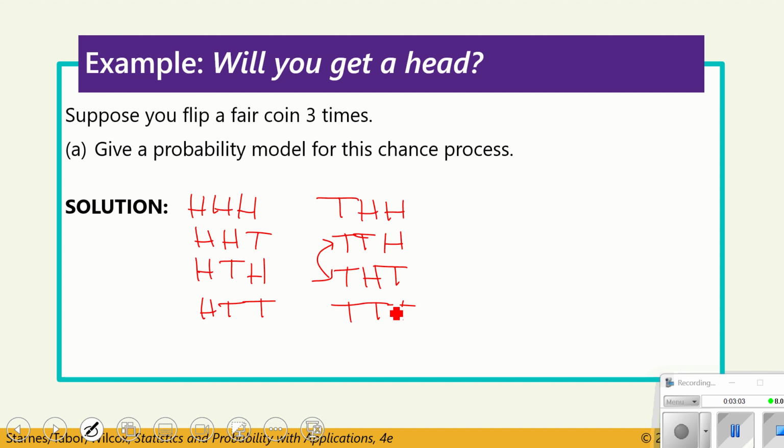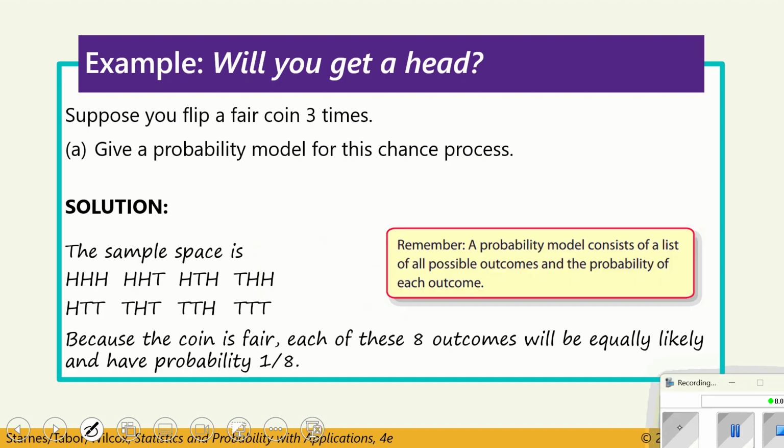So there is our probability model. And then what is the probability of each outcome? Well, there are 8 outcomes, so our probability of getting any of these combinations would be 1 out of 8. So I'm going to just clean this up so you can see it a little better. So this is what it looks like. And again, probability models have got to have 2 things, the sample space and the probability of each one of the outcomes. So that's what our probability model looks like.